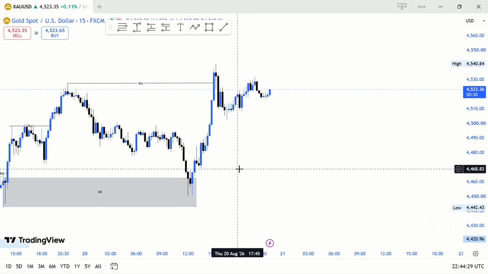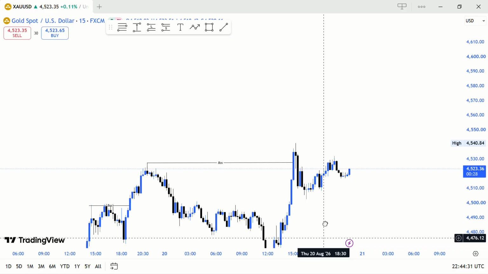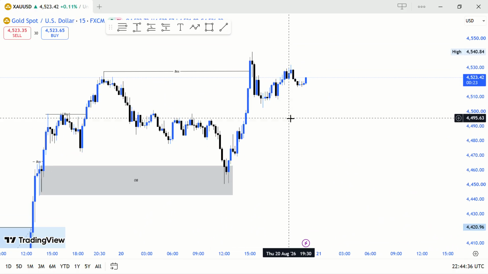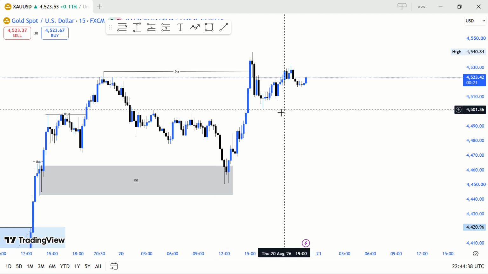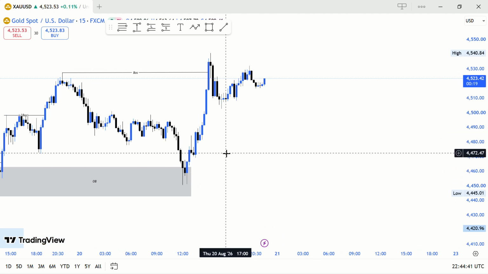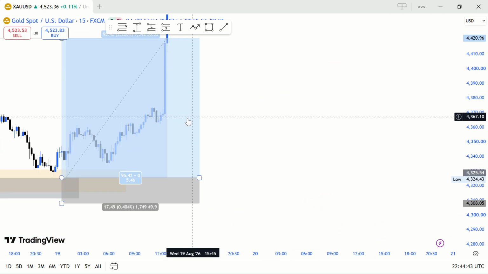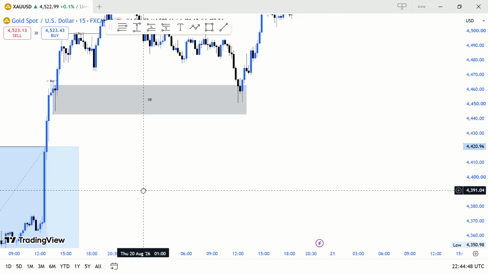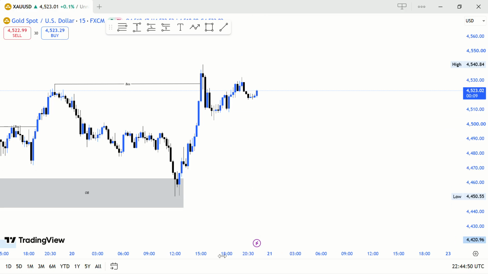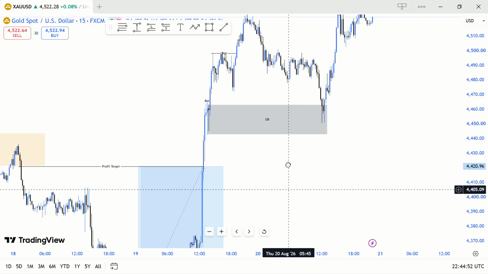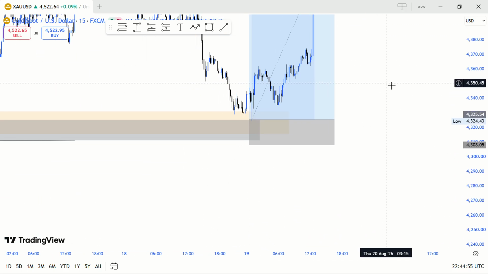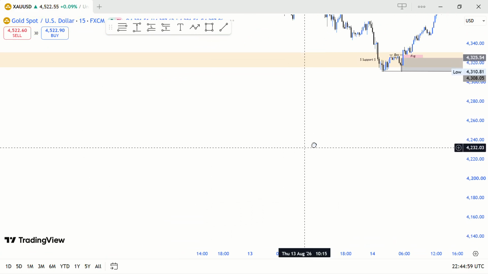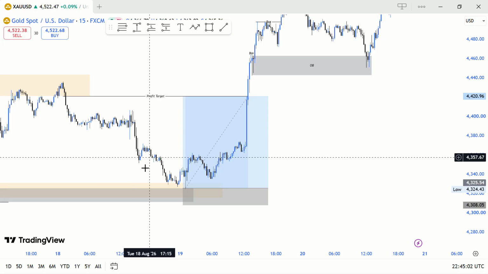So currently, this is what we have on gold. For now, I can't see any setup on gold, but leaving this whole gap, it will definitely come down. Gold will definitely come down to sweep out all these gaps. Yeah, gold will definitely come back to sweep out.